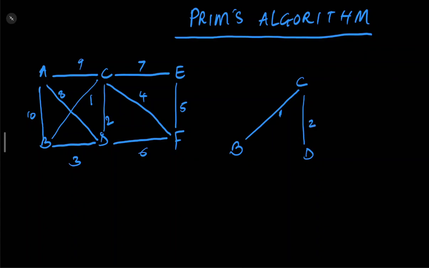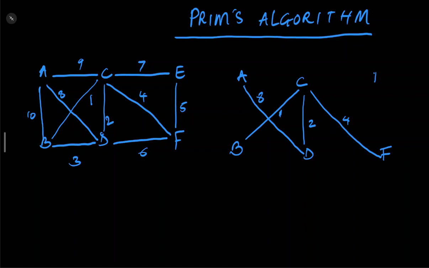BD would form a cycle with CD and BC, so we don't add that. So we can add vertex A, and let's see, the cheapest to add is from A to D, which is 8. So the next vertex we can add, let's say that we add F. Let's add F, and we can go from C to F, which has weight 4.